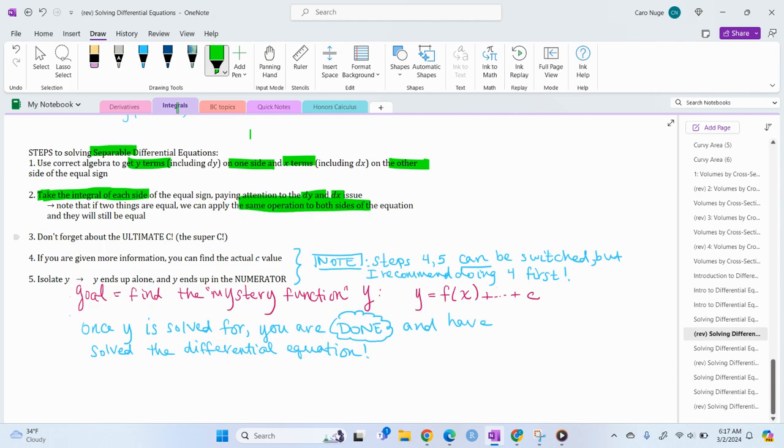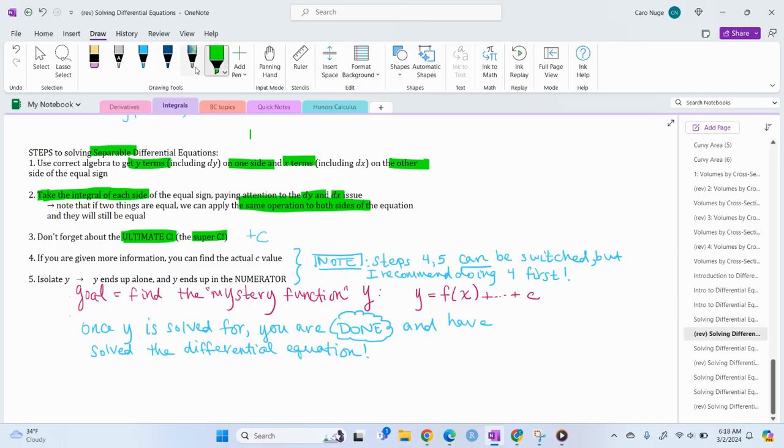All right, we're going to talk about this thing called the ultimate C. Some people call it the super C. When you've done an antiderivative, you always have to add C. Well, there's a little bit more involved, so we're going to talk about that here. That's how you get this super C.